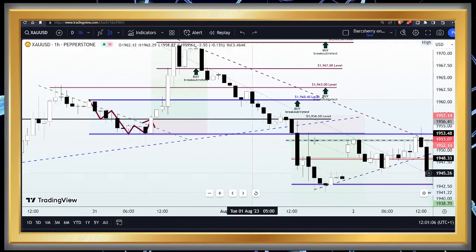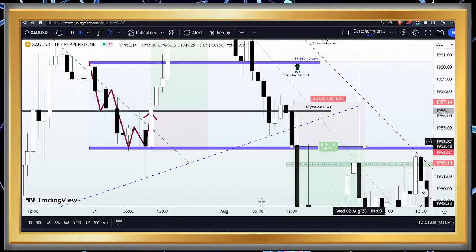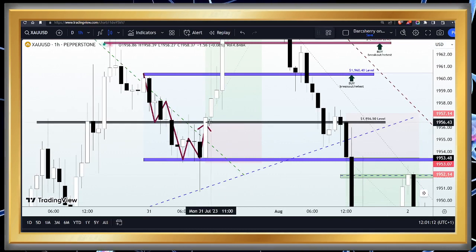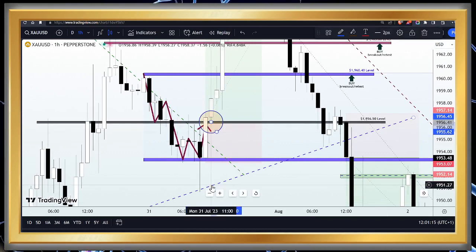So with all these parameters identified at the beginning of the week, we positioned ourselves above the $1,956.50 level to capitalize on this bullish momentum.